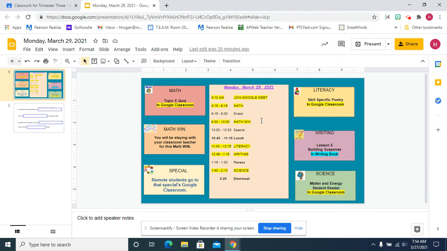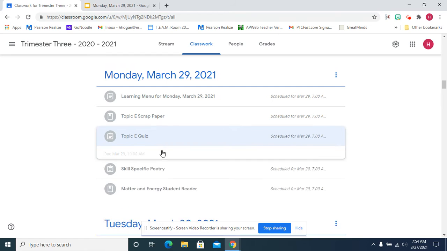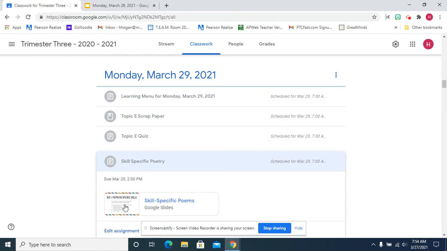We'll have snack, and then we'll have Math Win. We'll do more with geometry. After your special and lunch, we'll do literacy. You're going to do an activity called skill-specific poetry.